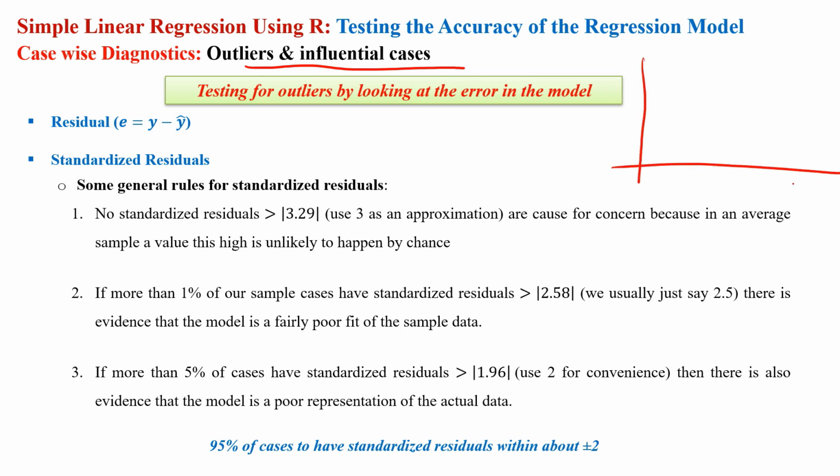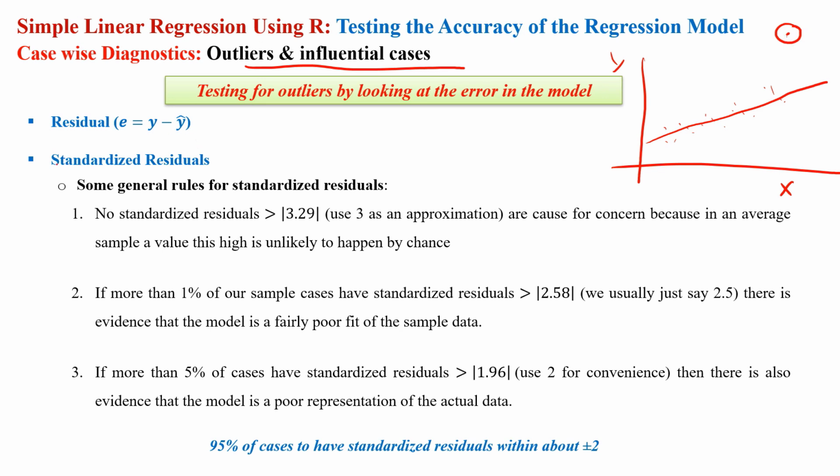What I am saying again and again is outlier or influential cases. Let's say this is the x-axis, this is the y-axis, and we have this scatter plot, and we have fitted the regression model. Suppose one of the dots is over here. Now we want to see whether this dot is significantly affecting our regression model or not, whether this dot is an outlier or not. Okay, so how can we do that?